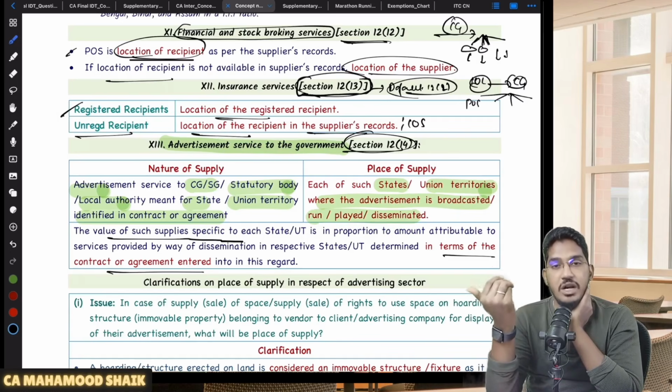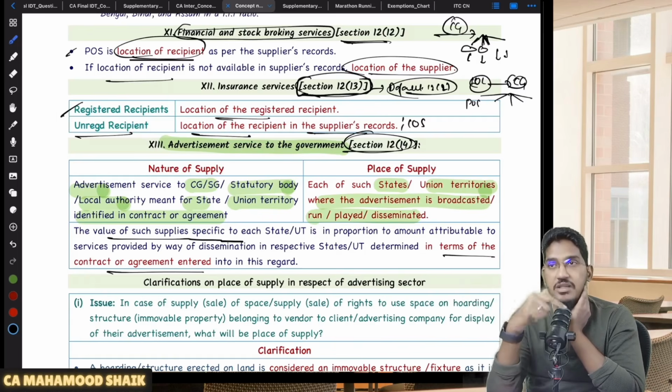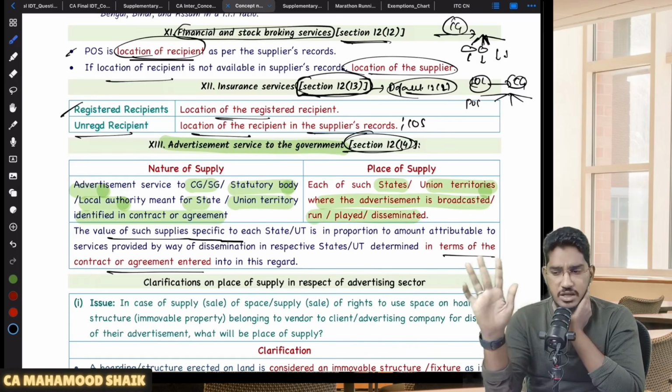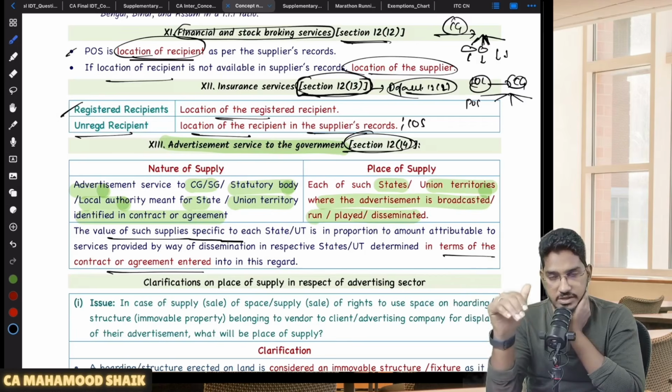Sir, in case the contract or agreement bifurcation is not given for each state or union territory, how much is the amount? That bifurcation is not given. Only they have mentioned 10 lakhs total amount. Then how to bifurcate? There are different rules here. According to those rules, you have to divide. But those rules you are not required to learn at the CA inter level. Those rules we will learn at the CA final level.